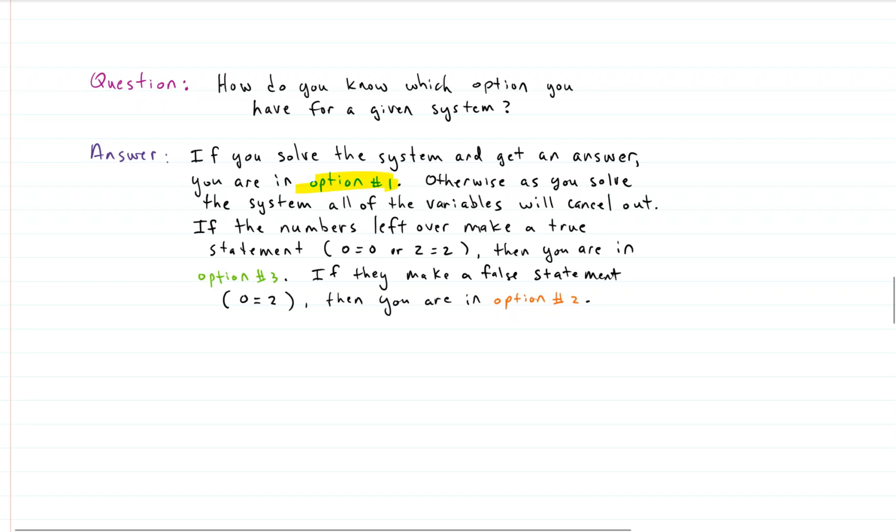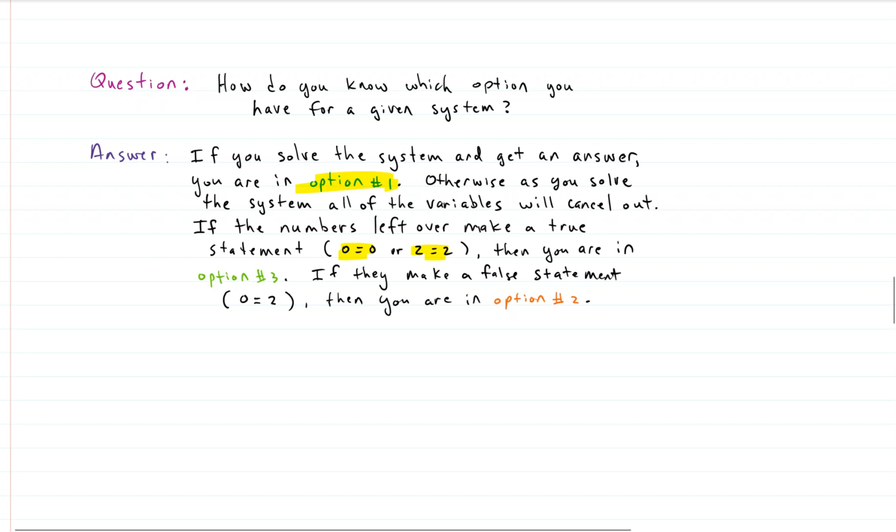Otherwise, as you're solving the system, at some point all the variables will drop out and you'll just be left with numbers. If those numbers and the equal sign make a true statement, meaning 0 equals 0 or 2 equals 2, then you're in the infinite solution category. So we should be watching for this specific scenario to play out in our example below.